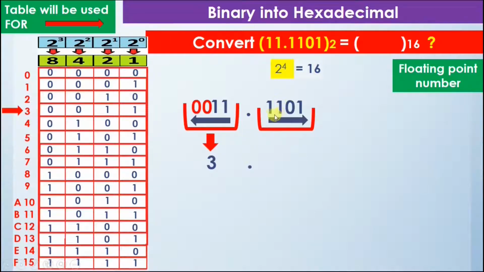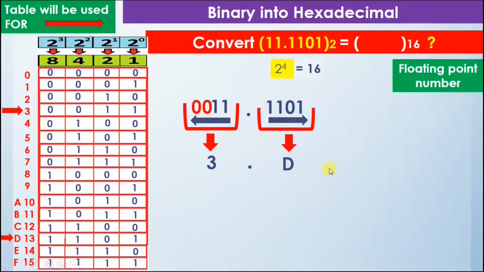Now we have the second group, 1101, and we will find the binary value 1101 in the table. Where is it in the table? Here we can see the value 1101, and it is equal to D. So we write D here.